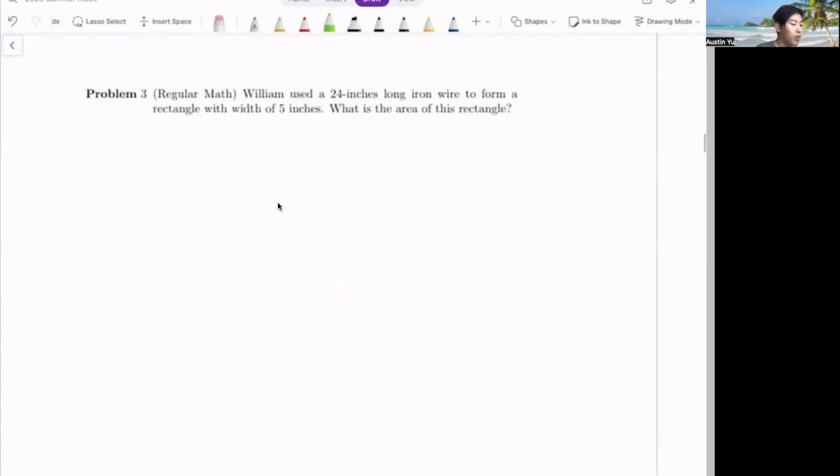Problem 3. William uses a 24 inches long iron wire to form a rectangle with width of 5 inches. What is the area of this rectangle? William uses a 24-inch long wire to form a rectangle with width of 5 inches. So this would just be the width, 5 inches, which means the width is 5 inches on both sides. So that equals 10. And then he uses 24 inches long, so 24 minus 10 equals 14.